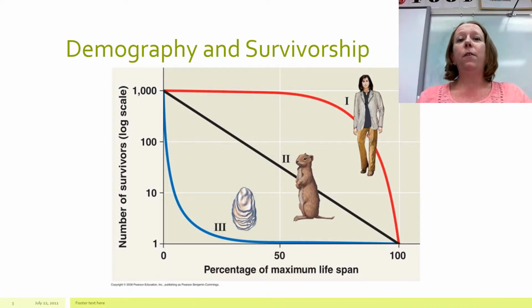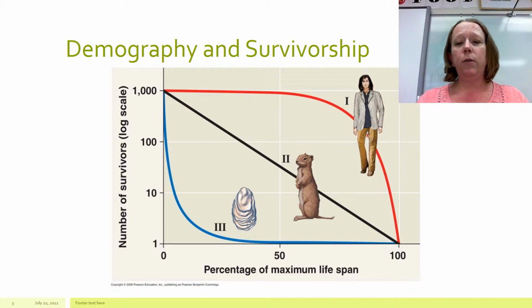Demography is the study of the vital statistics of a population and how it changes over time. And one of the things that demographers study is survivorship. And they have created these survivorship curves to look at how long, like at what point in life species tend to die. And they can plot that as a curve for that given species.